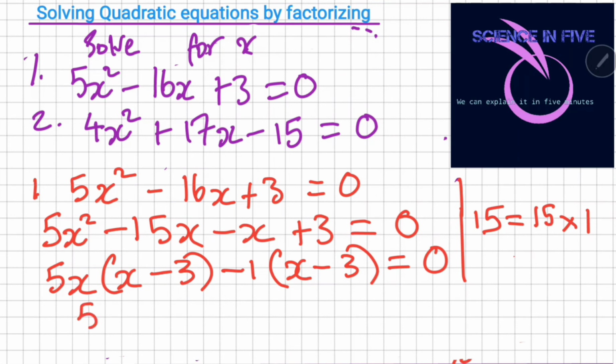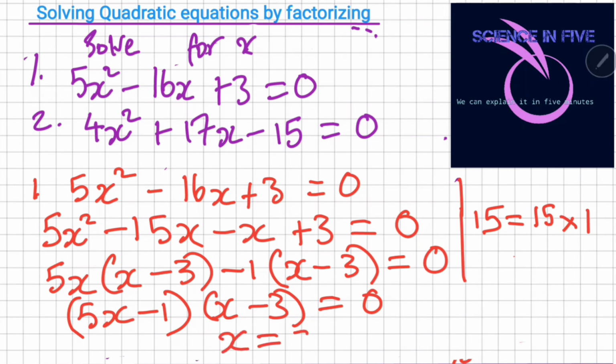The 5x goes with the negative 1, and the x minus 3 goes together, and that is all equal to 0. In the last step, you can see that x equals 3, or the 5x minus 1 is equal to 0. You're going to have 5x equals 1, therefore x equals 1 over 5.